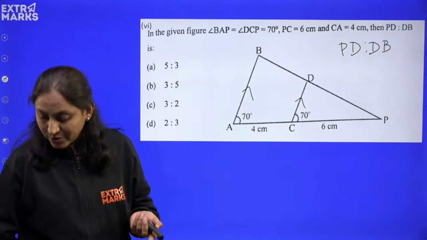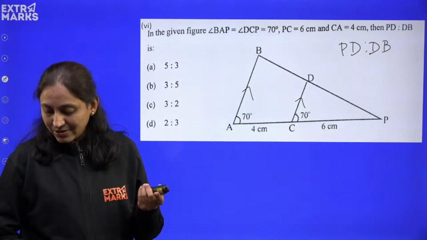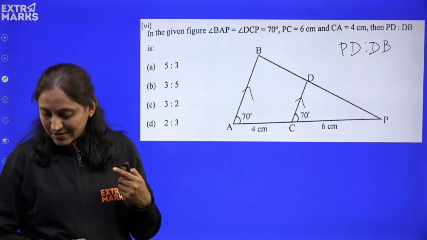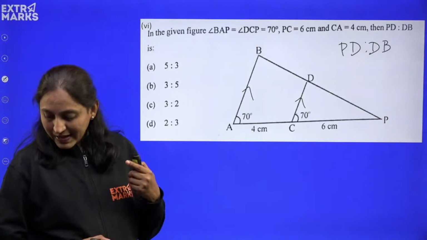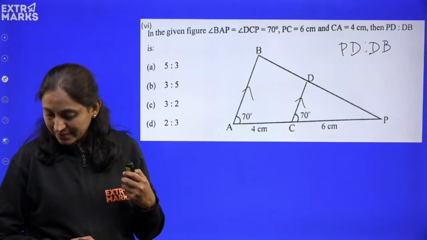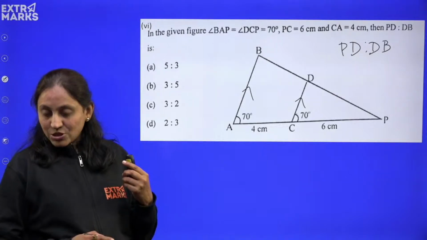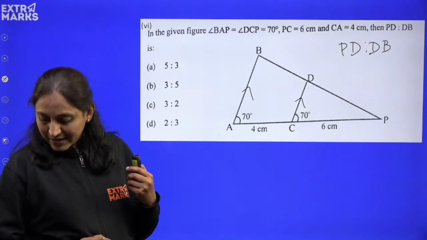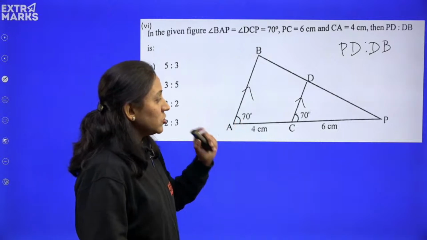Can you tell me? Corresponding angles, Radha. Perfect, correct. Can you tell me, Radha, what kind of theorem can we use for this now? So, we have an answer from Radha already. Okay, so these two we will be using basic proportionality theorem, BPT, correct? We'll use basic proportionality theorem.